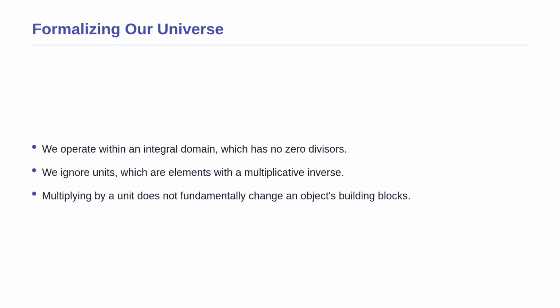Now that we have our Lego analogy, let us establish the formal rules of our mathematical universe. We start with an integral domain, which is just a commutative ring where multiplication order does not matter and it has no zero divisors, meaning you cannot multiply two non-zero things and get zero. Inside this universe, we must ignore units. Units are simply elements that have a multiplicative inverse, like 1 and -1 in the integers. We ignore them because multiplying by 1 does not fundamentally change a number's building blocks. This sets the stage for finding our true indivisible pieces.